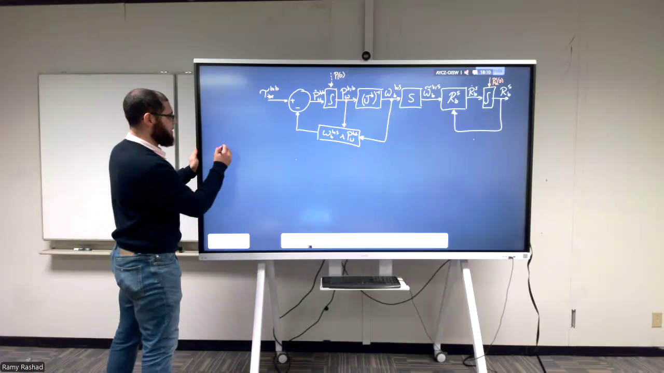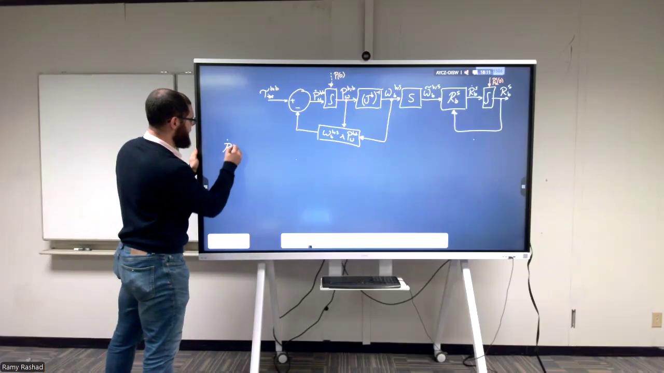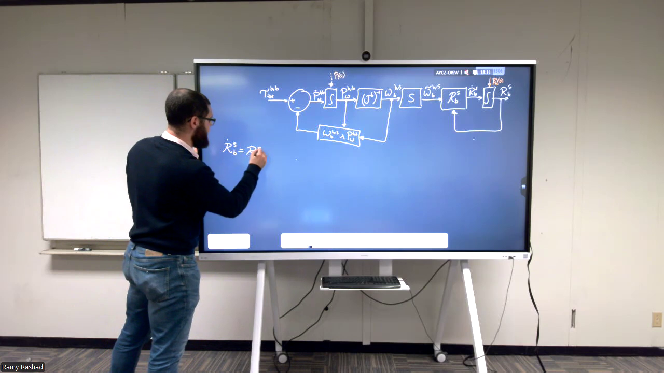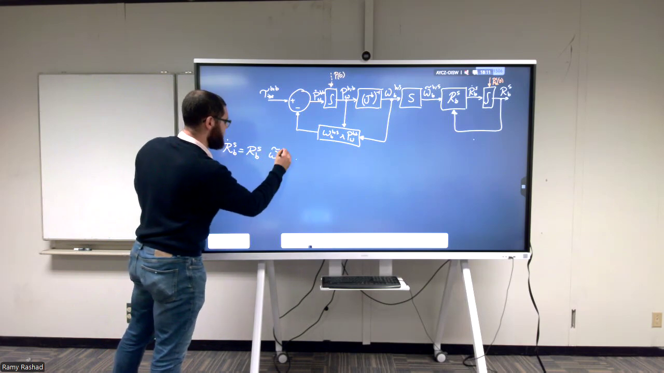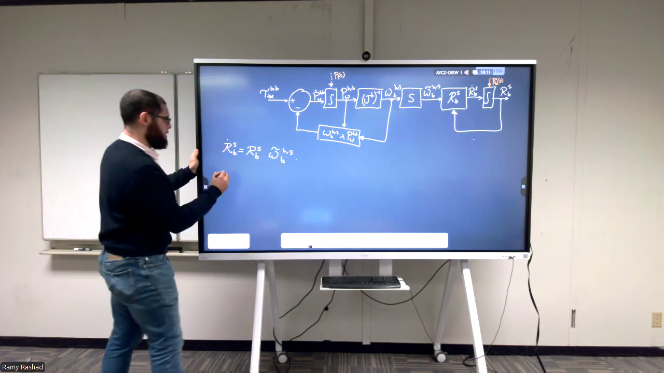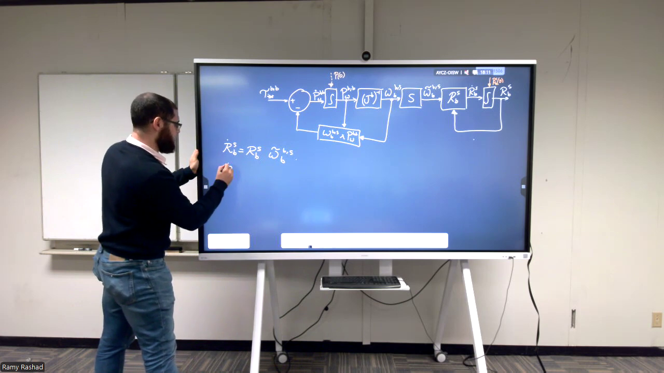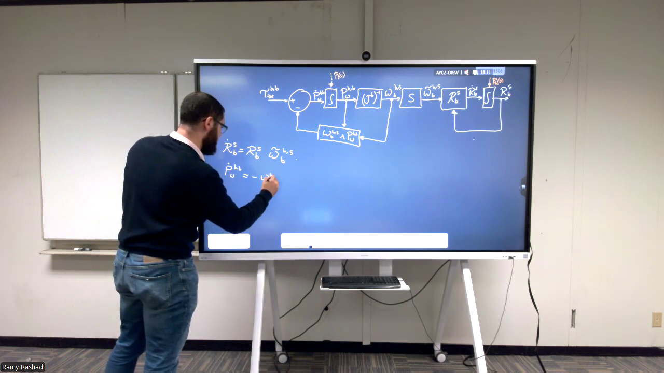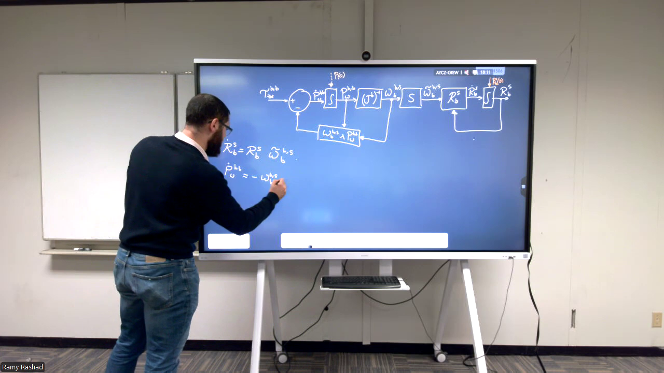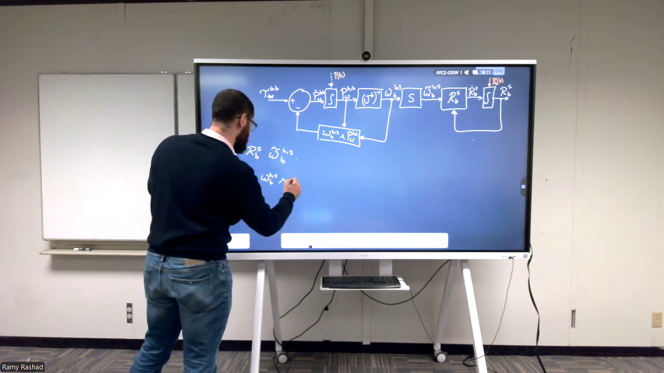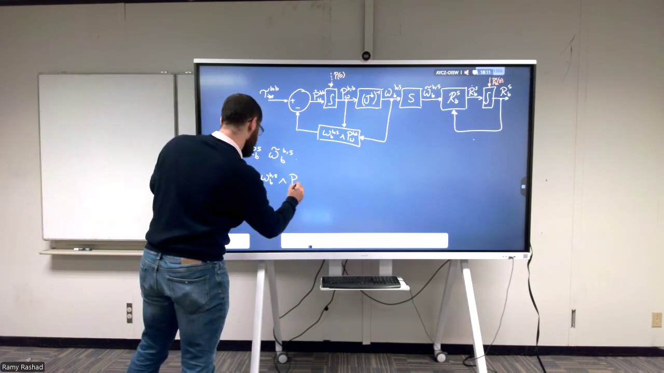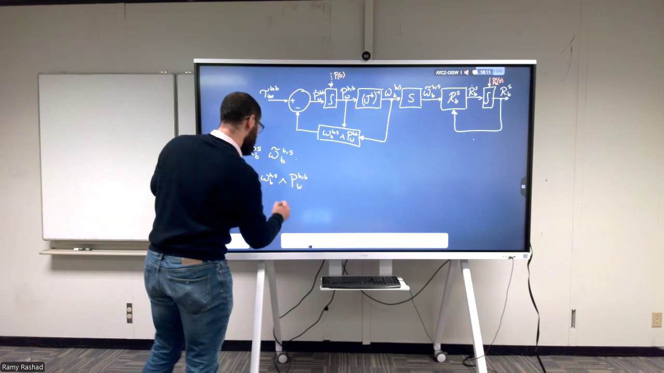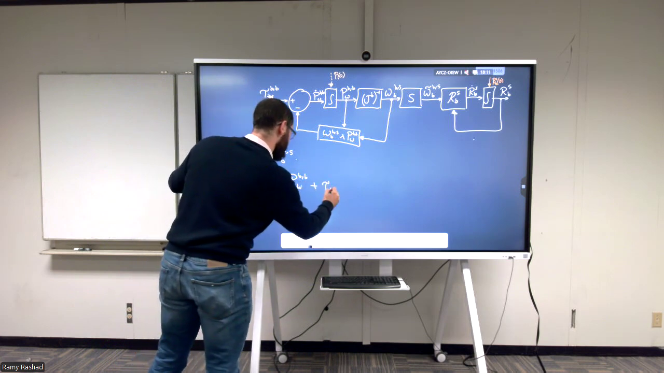So let's summarize them. R dot BS is equal to R BS omega tilde. P dot is equal to minus omega cross product with P, plus torques.